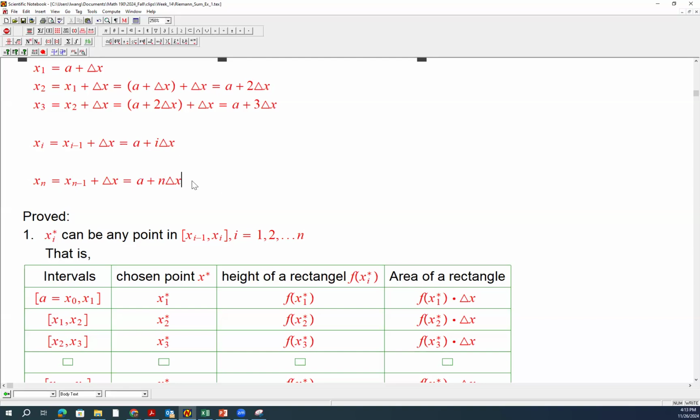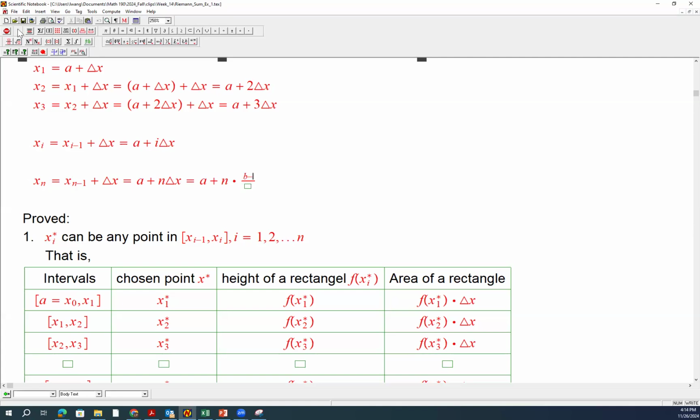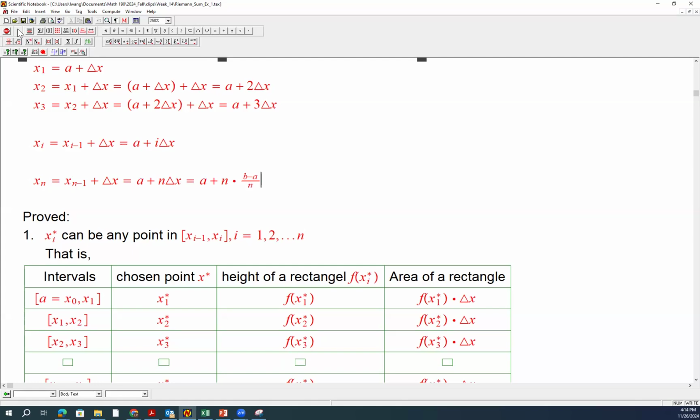Okay? To verify this is true, this is because x sub n should equal b. So you can substitute a plus n times (b minus a) divided by n. So you will get a plus... these are the simple algebra you can do to verify it equals b.